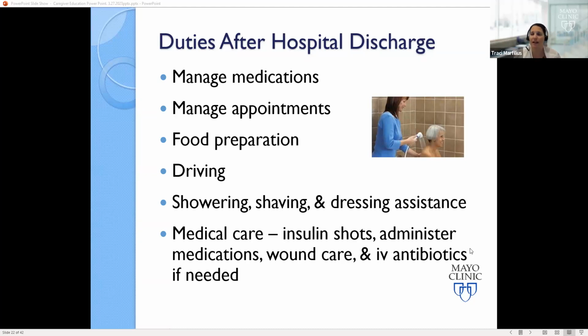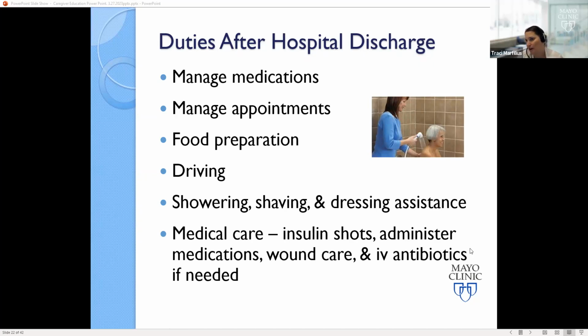What are going to be some of the caregiver's responsibilities after hospital discharge? Well, you'll be managing all of the medications and managing all of the patient's appointments. They're not going to be able to drive after transplant. So as a caregiver, you will be having to do all of the driving, doing all of the food preparation.